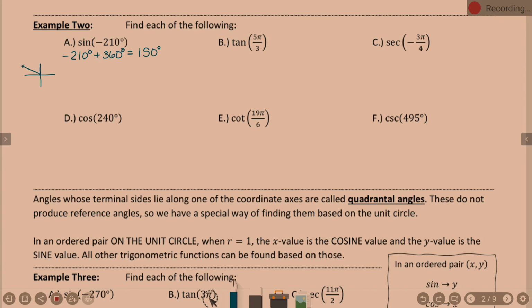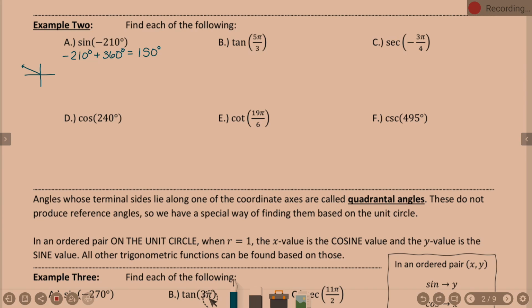Now, if your brain works okay in negatives and you just want to leave it negative, well, could you have done that? Does negative 210 put you right there? It does. If you know enough to say, oh yeah, negative 210 would put me a little bit past negative 180, that's fine. I'm not saying you can't do that. I just know how most people's brains work.